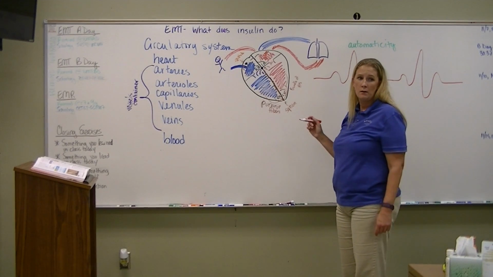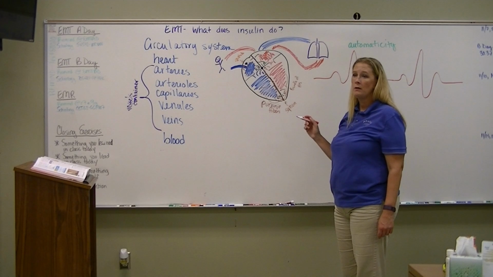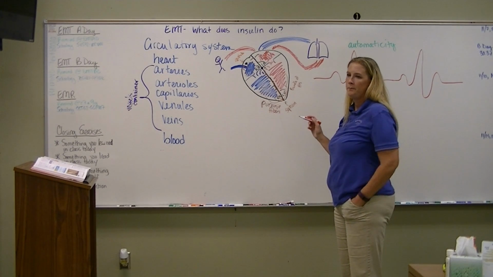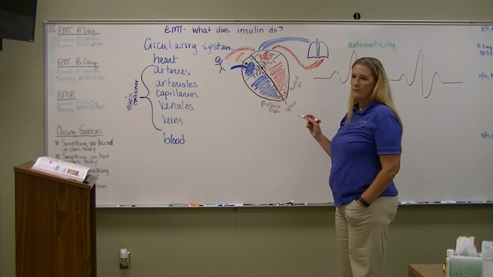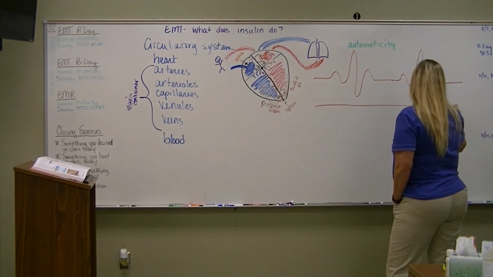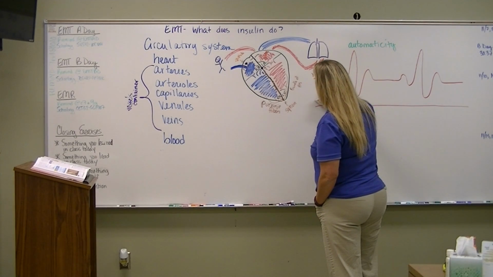What does asystole look like? Asystole means without systole, without contraction. So what does asystole look like? A flat line, yeah. So we have a flat line for asystole. So this is a normal sinus rhythm. This is asystole.